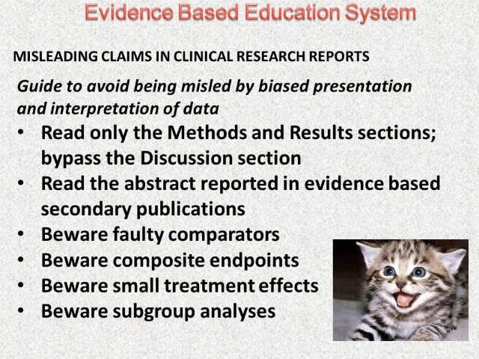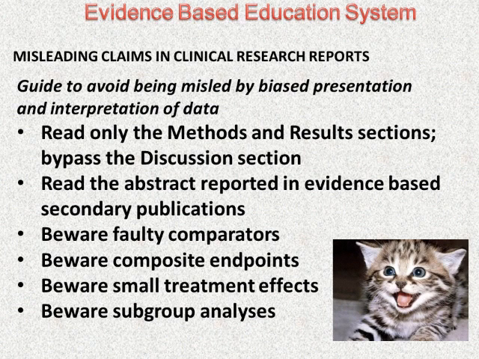Biased presentation and interpretation of data is important, and for that you should read the methods and results sections, and the discussion only if it is required. The abstract is required, and should be evidence based in the secondary publication. Read the abstract properly. Faulty comparators should be avoided. Composite endpoints should be taken into consideration very carefully. And a small treatment effect should not influence the major treatment which you are trying to critically appraise.